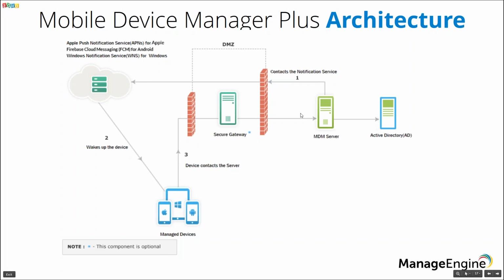From the server, the device will get to know the commands, either an app installation or, in this case, finding out the location. So it will perform the command and send its geo coordinates to the server, and as an admin, you'll be able to view the location on a map, along with the coordinates, in the MDM console.